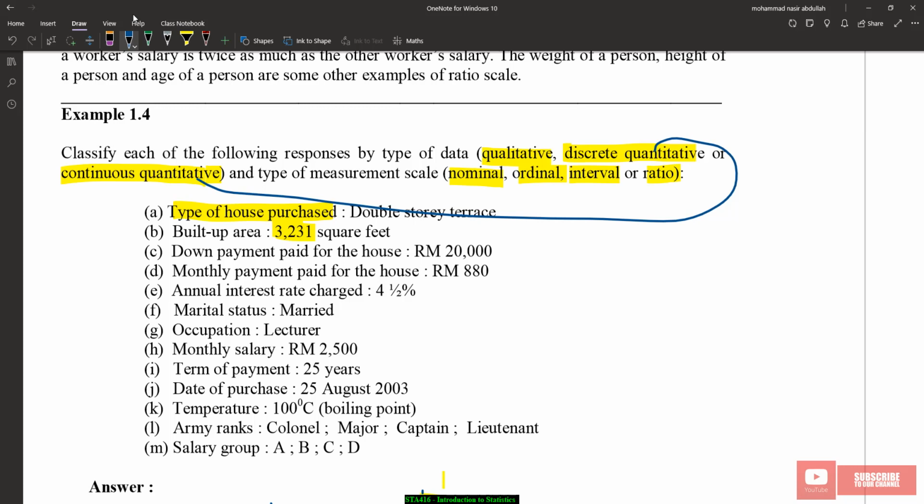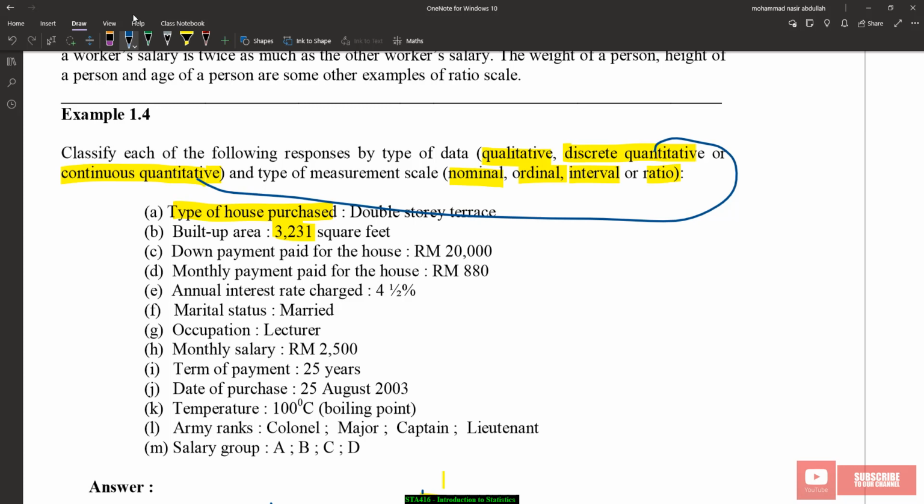Discrete. Yeah. So continuous. Build up area, kalau beli rumah dia macam standard size lah. Dia ada square feet, dia ada banyak-banyak standard. So kita we can classify it as a discrete quantitative, right? So is a nominal, interval or ratio? Interval. Is a ratio, right?